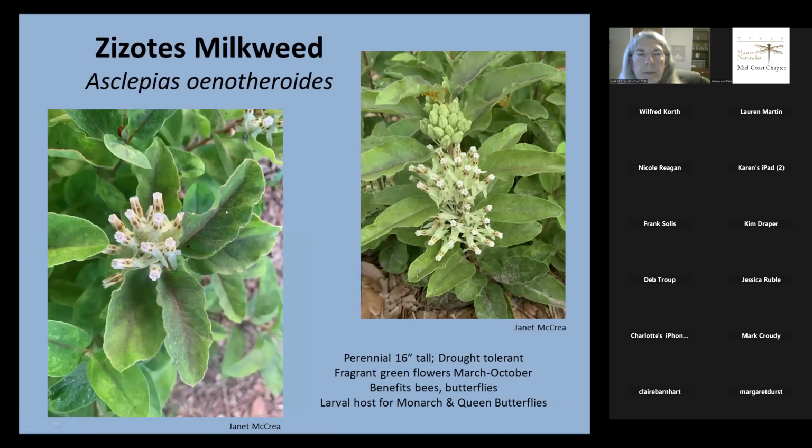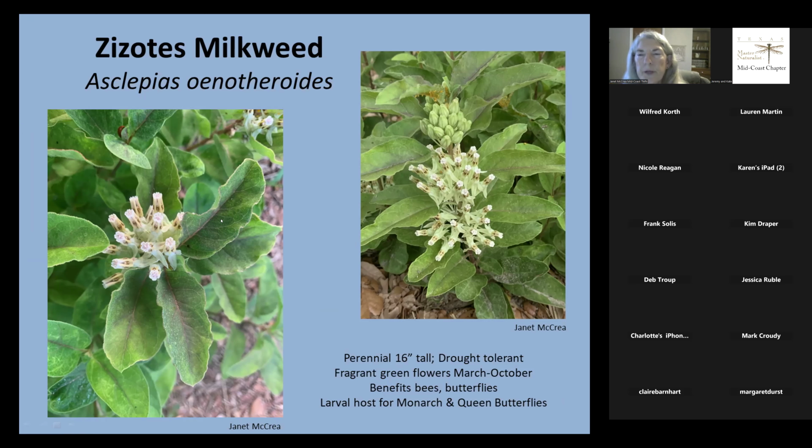All right, the Zizotes milkweed is one of the milkweeds that is native to our area. There's 30 different species of milkweed that are native to Texas. The one you just want to avoid is the Asclepias curassavica, which is the only non-native one and it's the one you'll find in all the nurseries, of course, because the non-native one promotes this virus, the OE virus, which is deadly to the butterflies. So you want to plant a native species of milkweed.